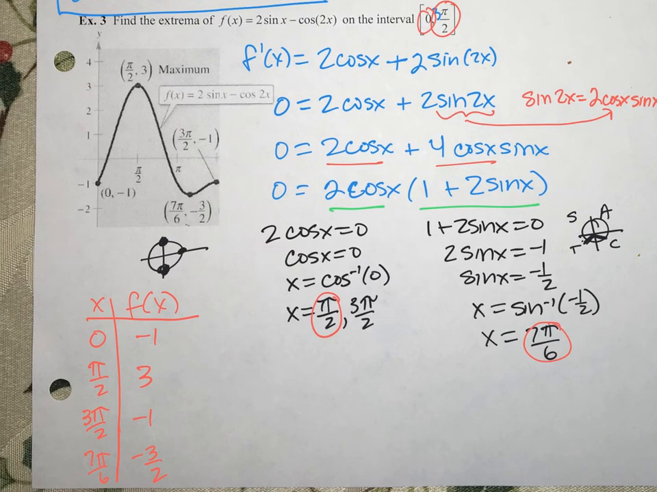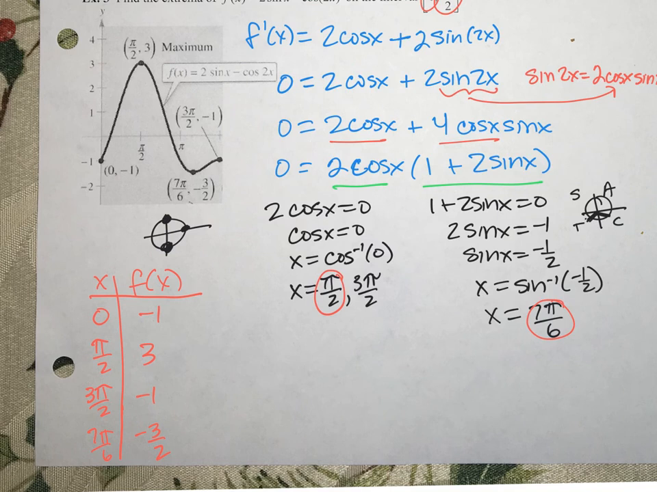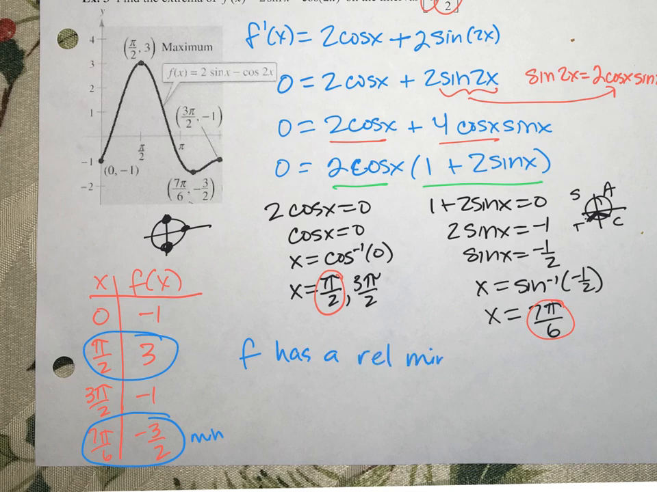And now let's take a look at our table and find our relative max and our relative min. So it looks like we have a relative min at 7 pi over 6. That's where we have the smallest value. And then a relative max at pi halves. So our final answer will look like this. We'll say that f has a relative min at x equals 7 pi over 6 and a relative max at x equals pi halves.